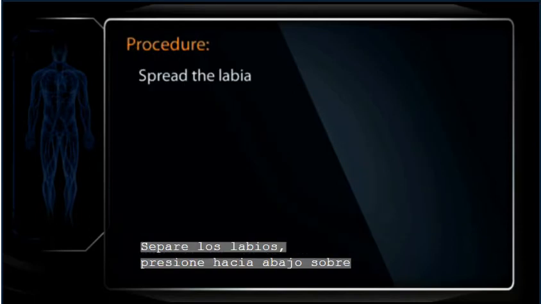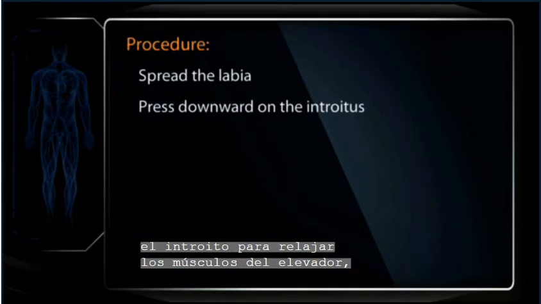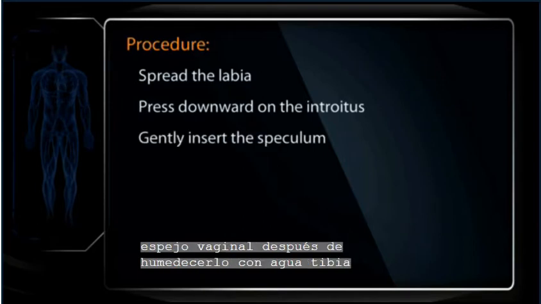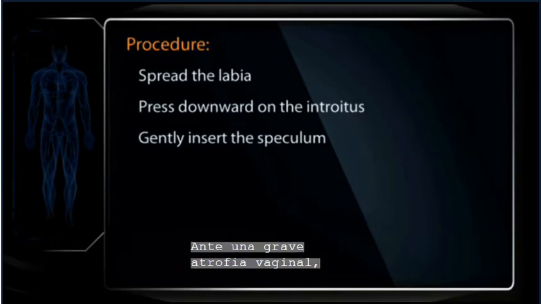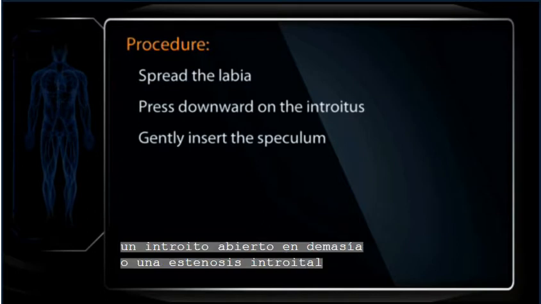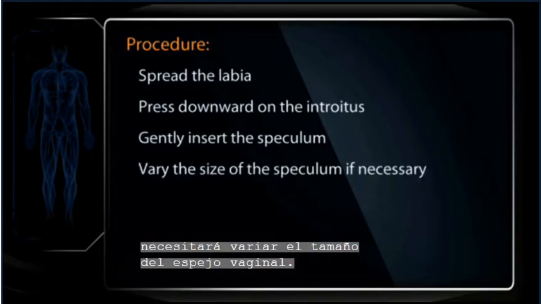Spread the labia, press downward on the introitus to relax the levator muscles and enlarge the vaginal opening, and gently insert the speculum after moistening it with warm water or a water-soluble lubricant. If you find severe vaginal atrophy, a gaping introitus, or an introital stricture from estrogen loss, you will need to vary the size of the speculum.